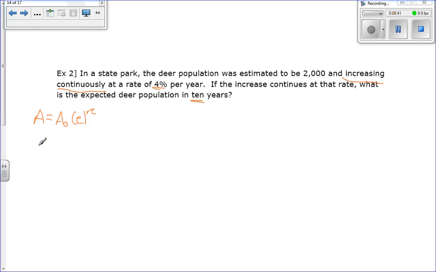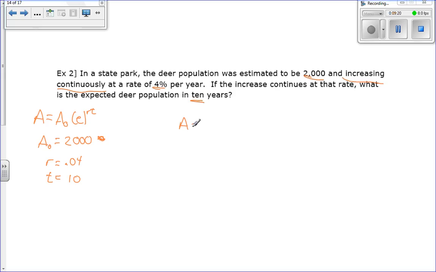So in this problem, A sub 0 is my initial amount. So my starting population is 2,000 deer. We have 2,000, and then e is a number. r is my rate as a decimal. If it's 4% as a decimal, 4% is 0.04, and then t is 10.